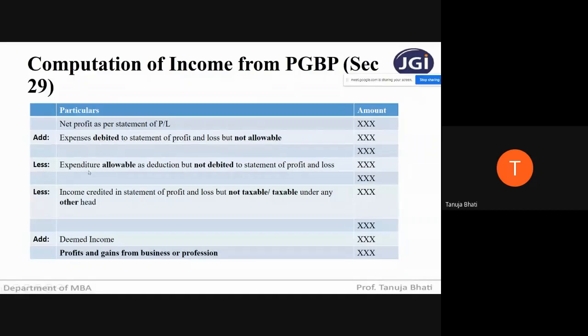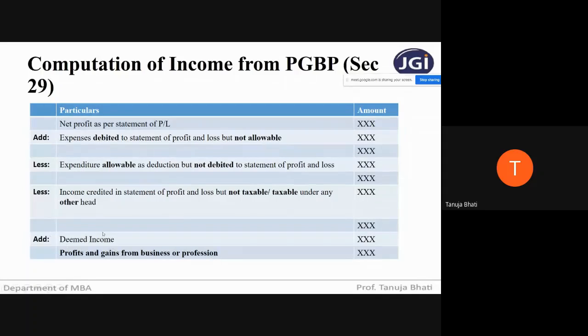Then we deduct all the expenditures which are allowable, which are allowed to be deducted but they are not debited. Then we less incomes which are actually not taxable under this head. We know there are 5 heads of income, but we are going to less all the incomes which are not taxable under this head or which are taxable under some other head. Then we add the deemed income or deemed profit, which we are going to study today. Then we get profits and gains from business or profession.